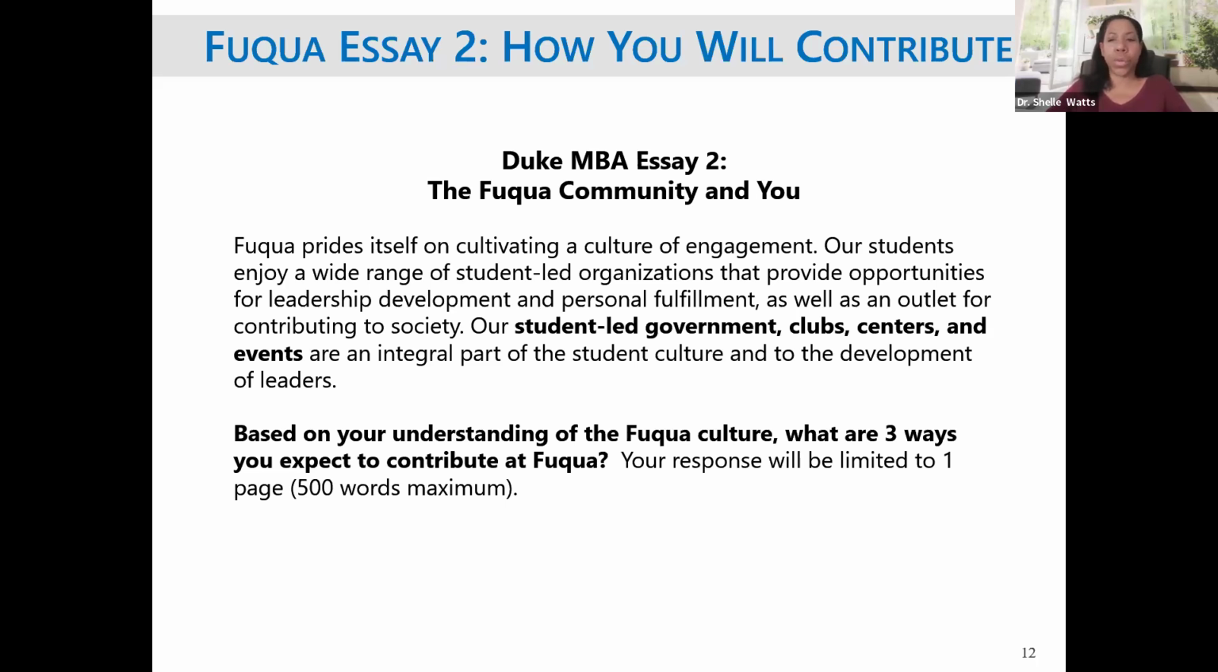Some people, when they read "3 ways," are going to name 3 specific things they're going to do. So they might say, I want to be president of the marketing club and I want to organize a symposium. And so they're going to name 3 things, and 1 paragraph will be devoted to each of those 3 things.